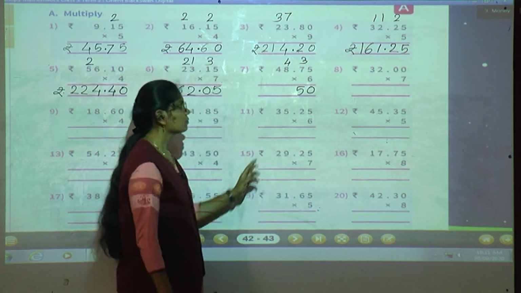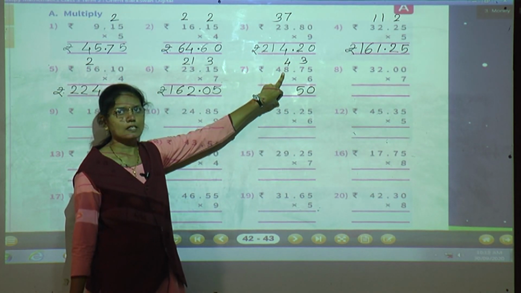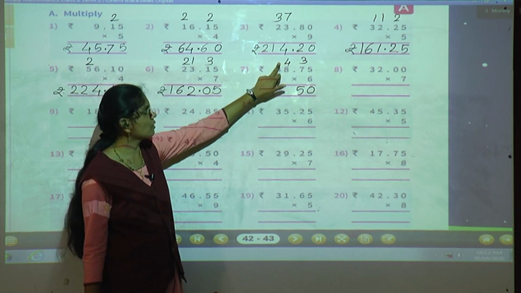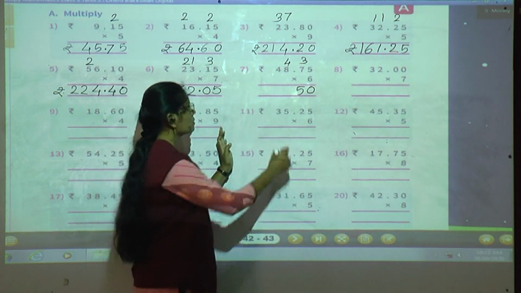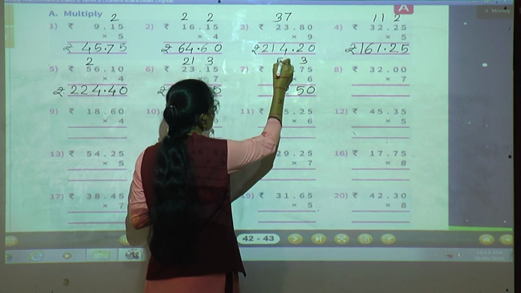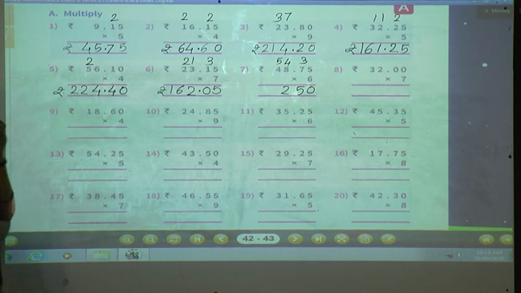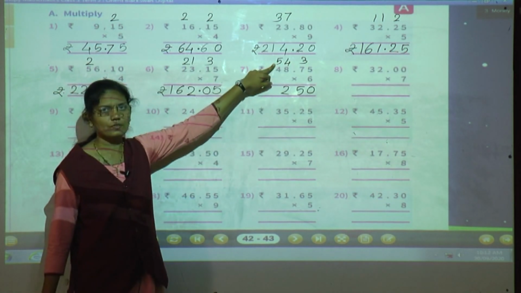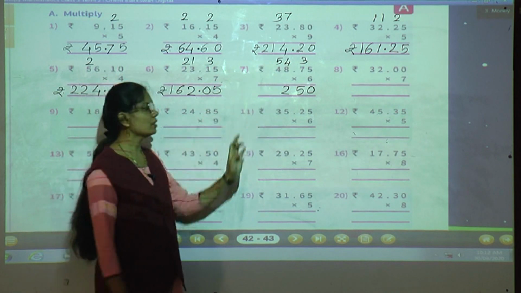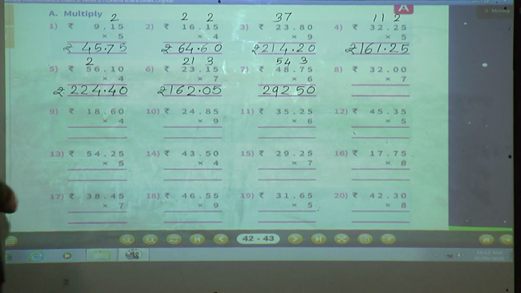Then 6 into 8. 6 8s are 48. 48 plus 4, 52. So here we'll write 2 and 5 as a carry. Then last, 4 into 6. 6 4s are 24. This 5 we have to add. So 24 plus 5, 29. So write here 29. Now give the dot.